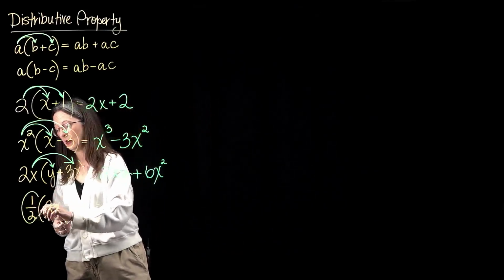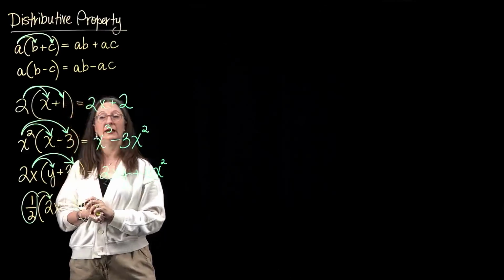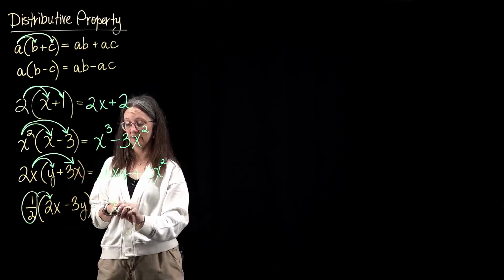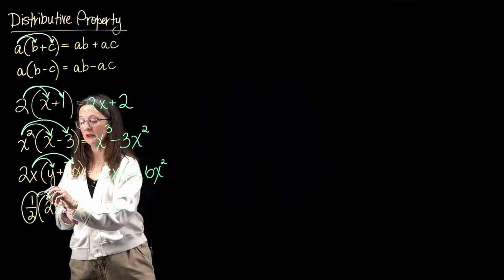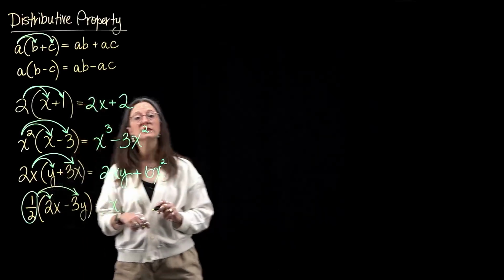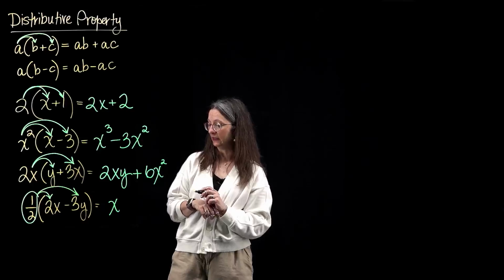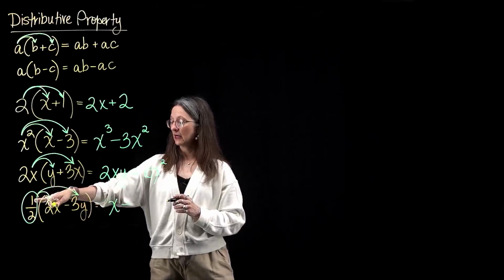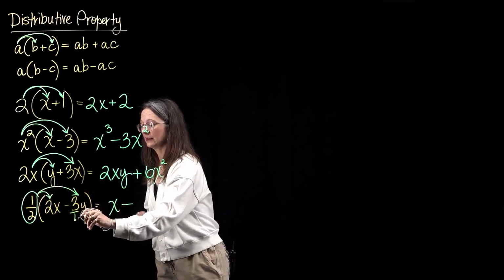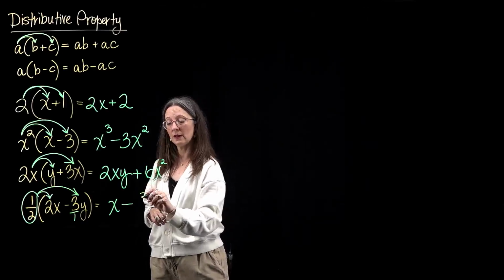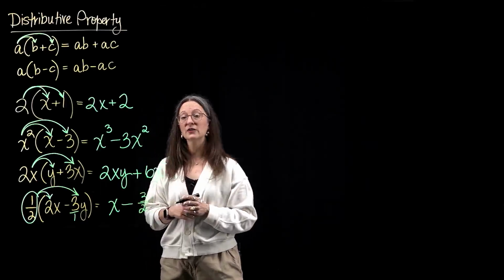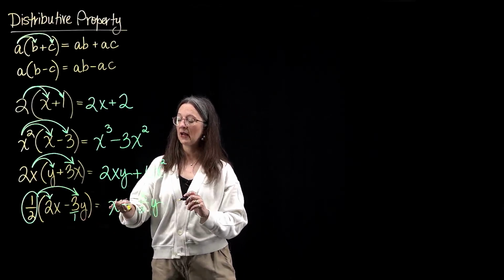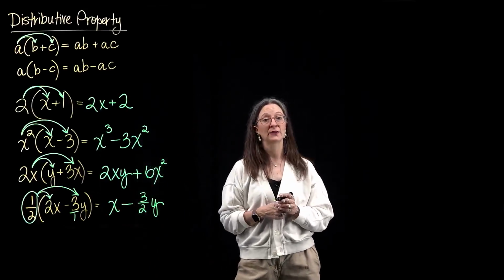So that 1/2 would get multiplied by 2x. 1/2 times 2 is 1, so we would just have an x. And then we take that 1/2 and multiply it by negative 3y. So we would keep that negative. 3 times 1/2, you could think of this as 3/1. Multiplying straight across, we'd have 3/2, and the y stays with it. So we would have x minus 3/2 y.